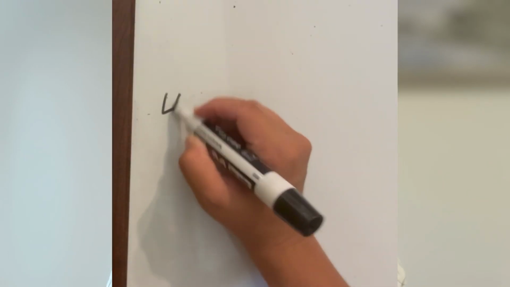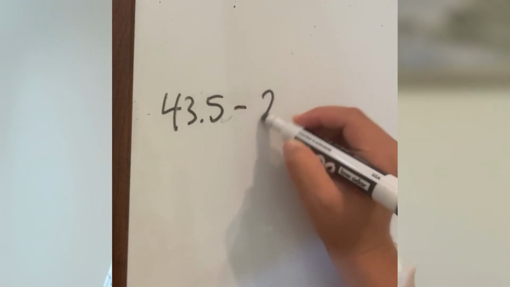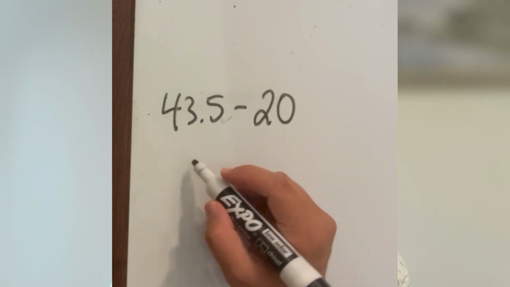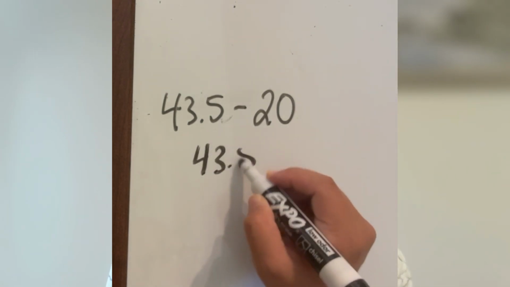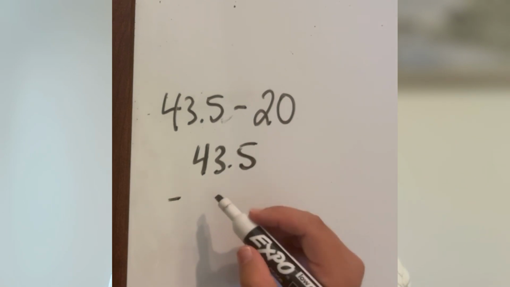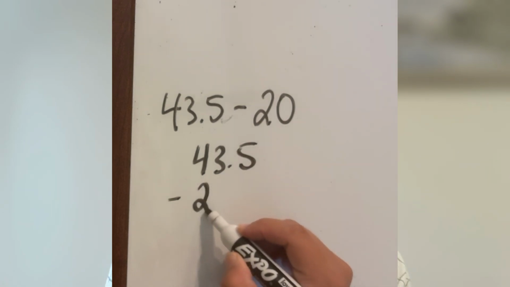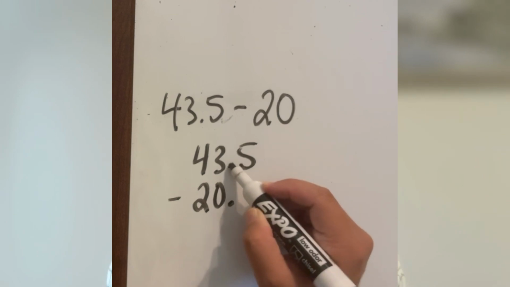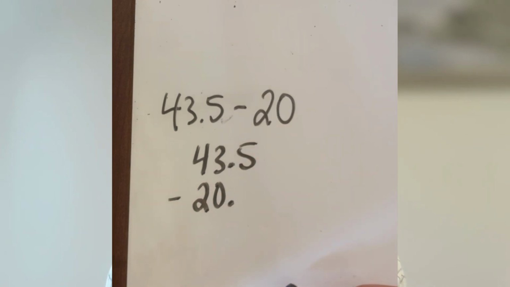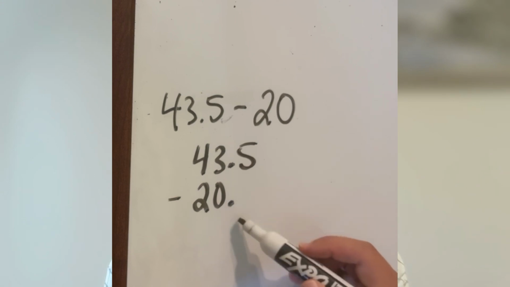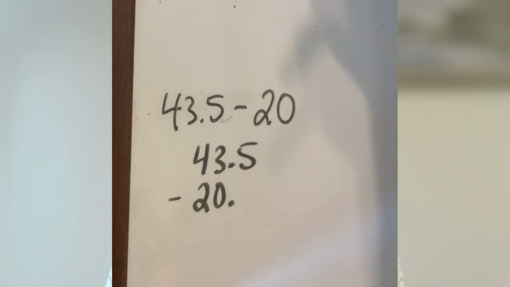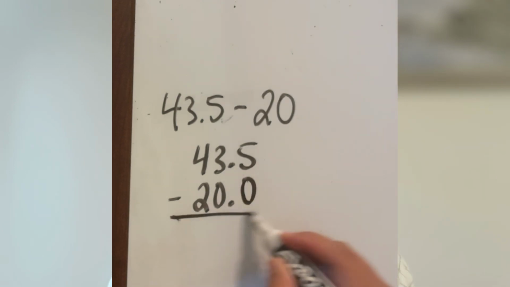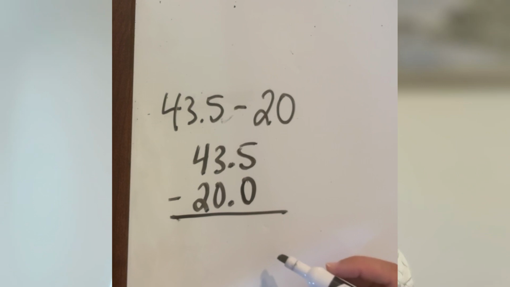Here's our first one, 43.5 minus 20. So let's write this out vertically. 43.5 minus 20, and we're going to line up the 20 so that its decimal point is in line with 43.5, its decimal point. So we're going to have the 20 right under the 43, and we'll place our decimal point right after the 0. So now we have an empty space after that decimal point, and we can fill that with a 0. Any empty spaces we have, we can fill those with zeros.